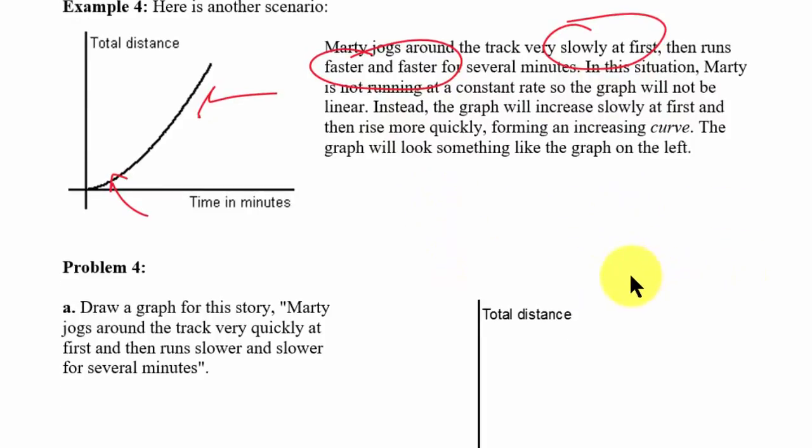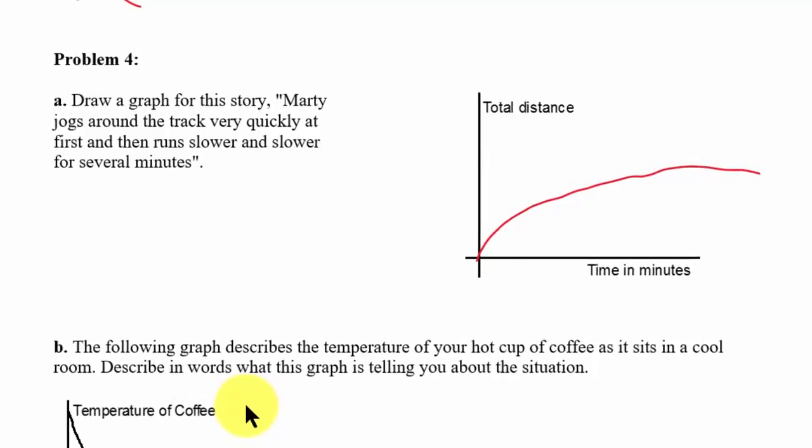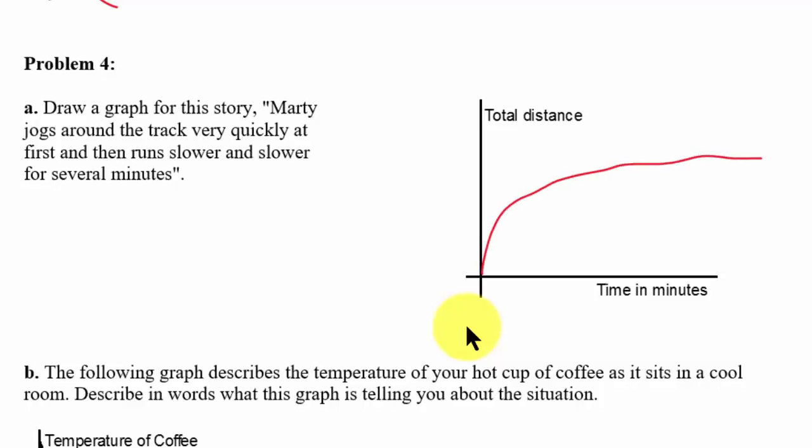Okay, so if I look at problem 4, it says draw a graph for this story. Marty jogs around the track very quickly at first, then runs slower and slower. So I'm thinking here is the quickly at first and then the slower and slower, and we'll kind of taper off. Let me try and draw that again because that is a little sloppy. Okay, here's take 2. Quickly at first and then slow. So here is the quickly at first, and then this part is slow, okay?